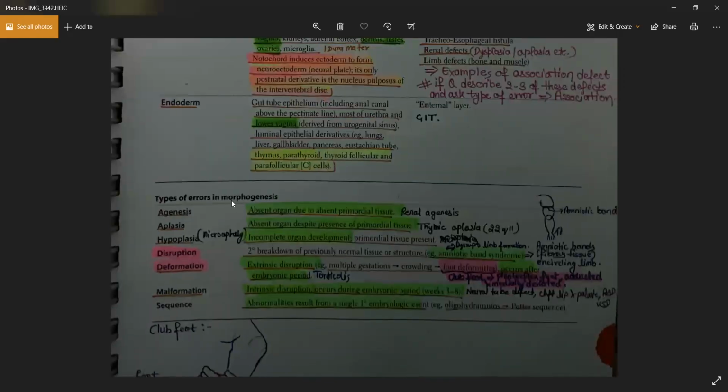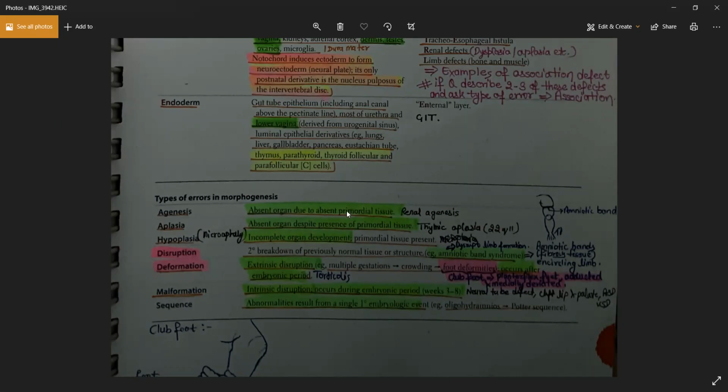Okay. So now you have different types of defects in morphogenesis, and Step 1 will give you a defect in a patient, and they will ask you what kind of defect this patient is having, whether it is an agenesis or an aplasia or a hypoplasia, disruption, deformation, malformation, sequence. So you need to know the examples of them also. So the first one is the agenesis.